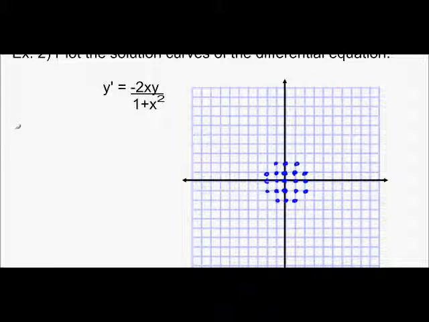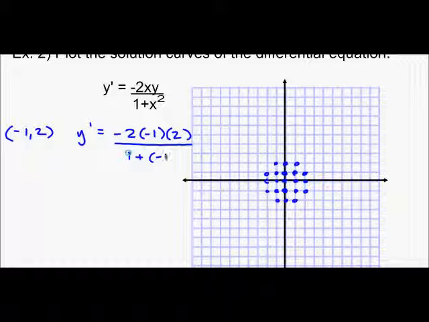-1, 2. So -1, 2. Y prime equals -2 times x is -1, y is 2, over 1 plus -1 squared. So I get on top 4 and on bottom 2. This simplifies to 2. All right, so at my point, I'm going to erase it so that I have some space for my line. I'm going to put a little line segment with a slope of 2. So there it is. You want it to be short.